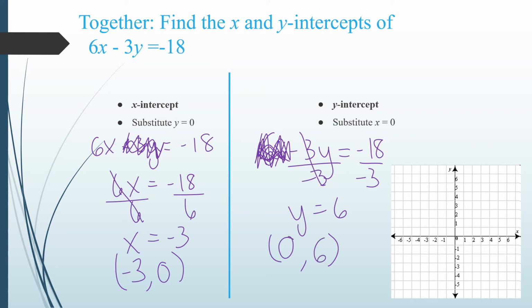So now I'm going to go ahead and plot those on my graph here. The x-intercept was (negative 3, 0). So from the center, that means I go left 3, and then I don't go up or down anything. So right there is my x-intercept. My y-intercept is (0, 6). So that 0 means I don't go anything left to right, and then I go up 6. So right there would be my y-intercept. And now that I have those 2 points, I can draw a line and put my arrows, and there is the line for that standard form equation.